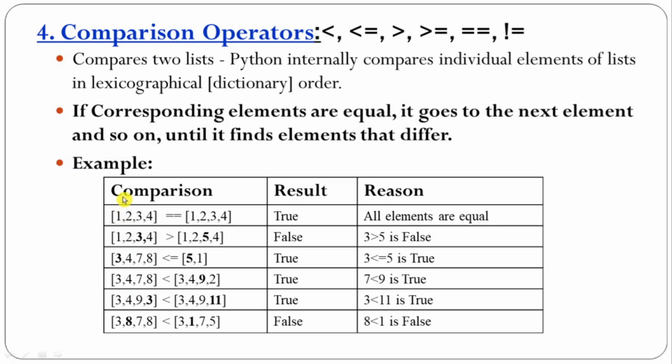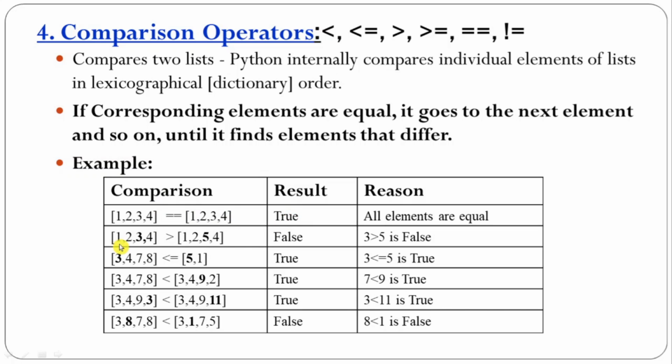When comparison operators are used with lists, first, the 0th items are compared. Here 1 and 1 will be compared. If they are equal, it goes to the next element. Next 2 and 2 will be compared. Since they are equal, 3 and 3 will be compared. Then 4 and 4 will be compared. Here in this list, all the elements are equal, so it will return true.